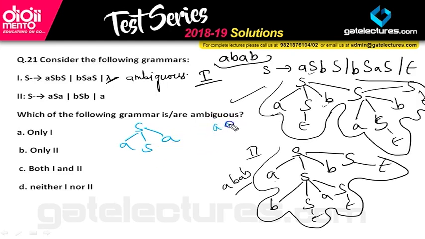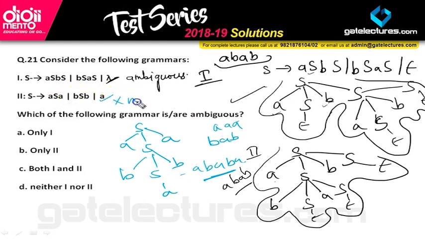It will produce strings like aAa or bAb, or I can produce bSb and then a, then a, b a b a. So no matter how many strings or parse trees you try to make, you will always get a unique one. You won't get a different parse tree for the same string. In fact, this is an odd length palindrome, so the second one is not ambiguous.